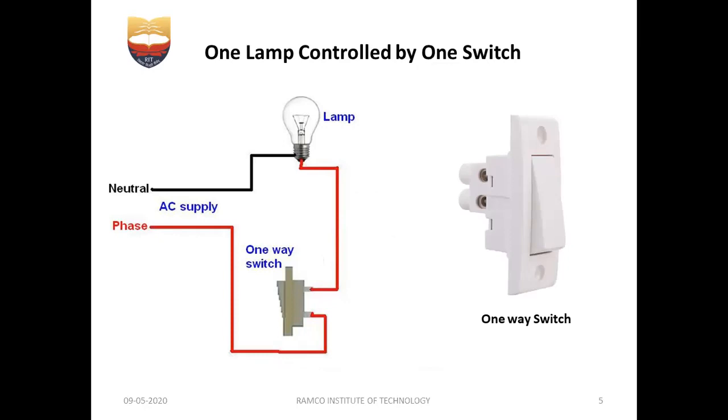I'm not going to talk much about the earth terminal. For beginners, if you are able to do the connection with the phase and neutral, it is enough. The earth terminal is necessary from a safety aspect, so that we will see later. See here, one lamp controlled by one switch. That means this may be a lamp, or it may be a fan, or any electrical load. In this slide I have chosen a lamp as a load, right?